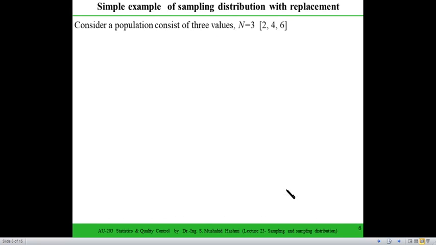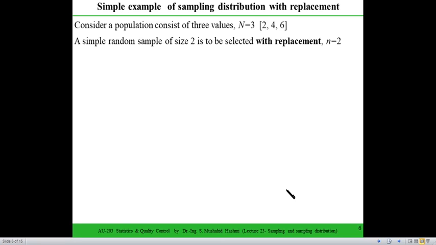Okay, just take a simple example. We have a population comprising three elements: 2, 4, 6, these even numbers comprise your population. So it is a very small population having only three elements. We need to take a sample of size 2, so out of these three elements, we need to take a sample of 2 elements.